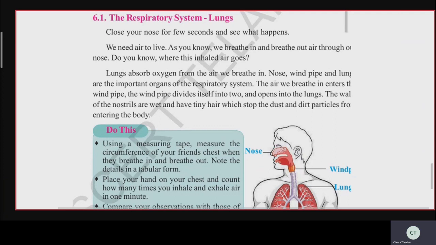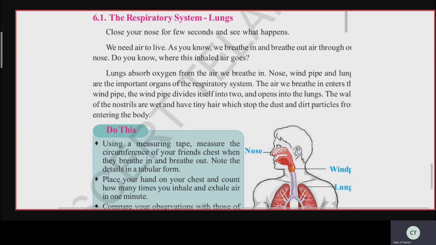Yes or no? All this I taught you. Lungs absorb the oxygen. We breathe in and it enters through the windpipe, and the windpipe divides the air into the two lungs. The lungs will purify it.